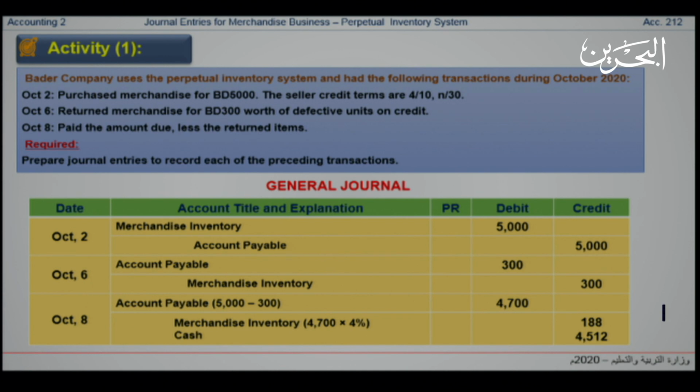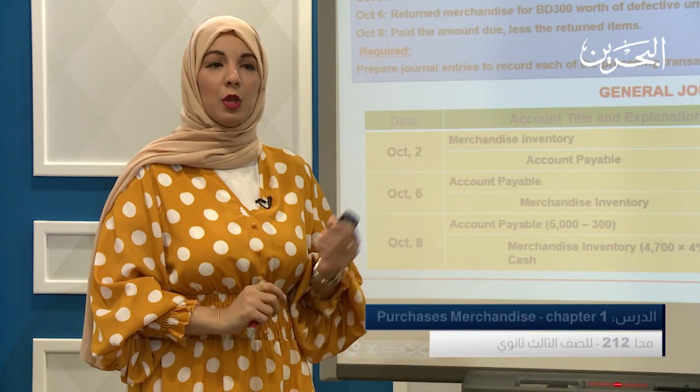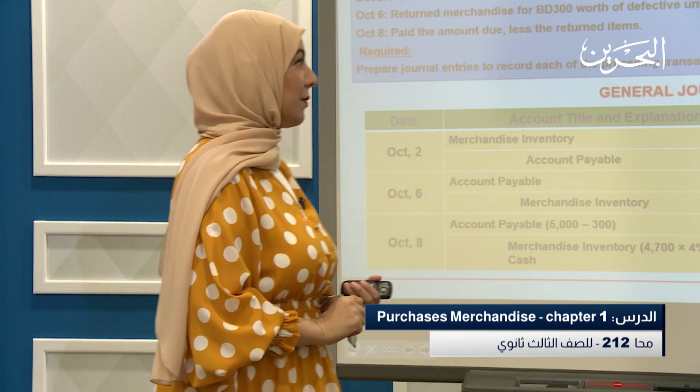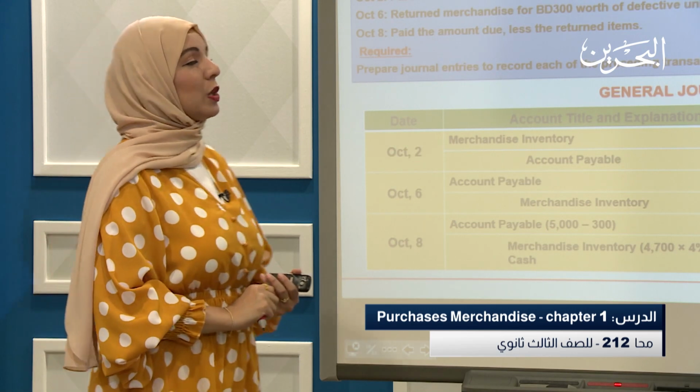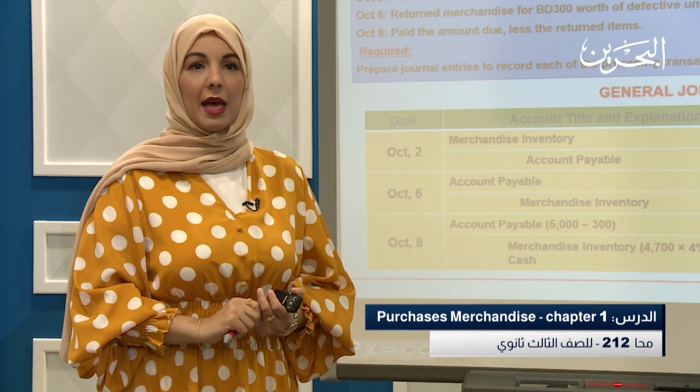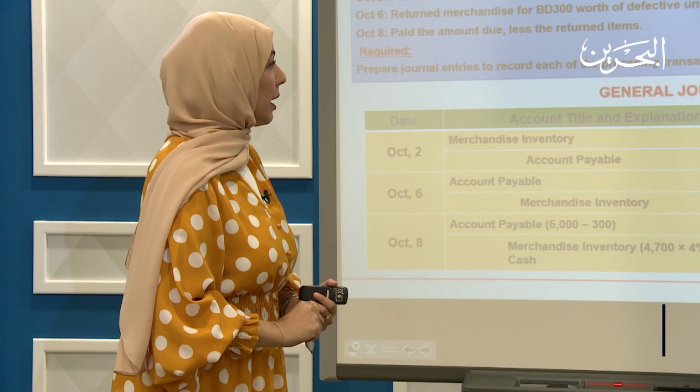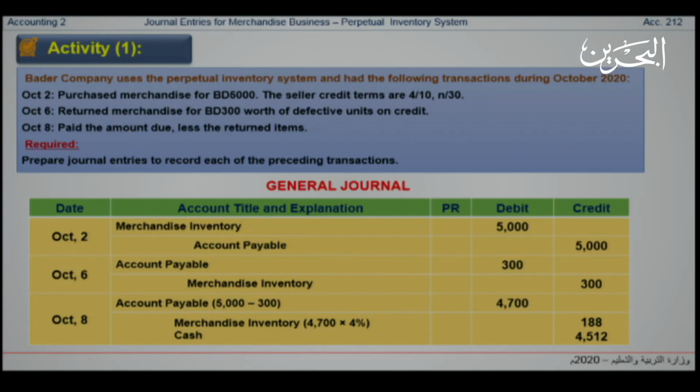After we explain the transaction, my dear student, we will shift to a simple activity. In our activity, Badr Company used the perpetual inventory system and had the following transactions during October 2020. On October 2nd, Badr Company purchased merchandise for 5,000. The seller's credit terms are this term I have here. So the purchase was on account.